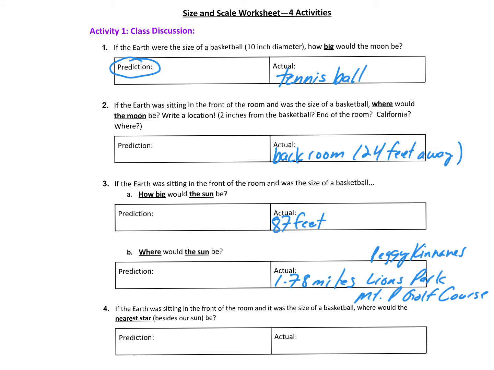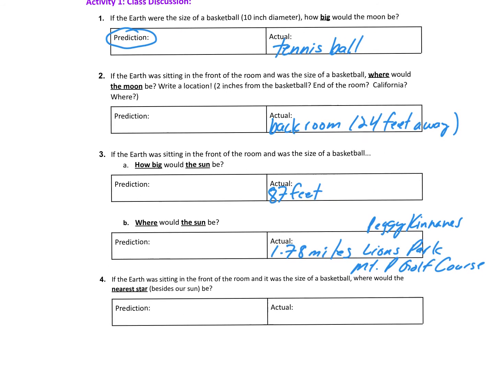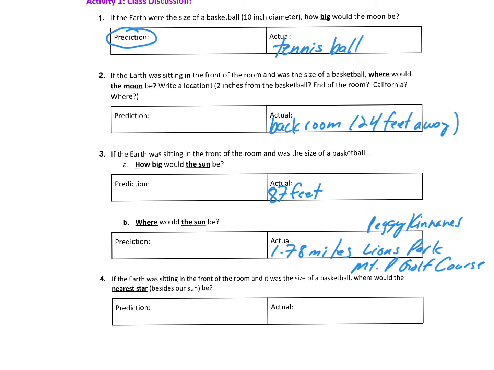This next question is almost too tough to fathom, all right? If the Earth is the size of a basketball, where would I put the next star that's closest to us? It turns out we'd have a tough time doing this, okay? Because you would have to put it at a distance so far away that you'd have to circle the Earth 19 times.